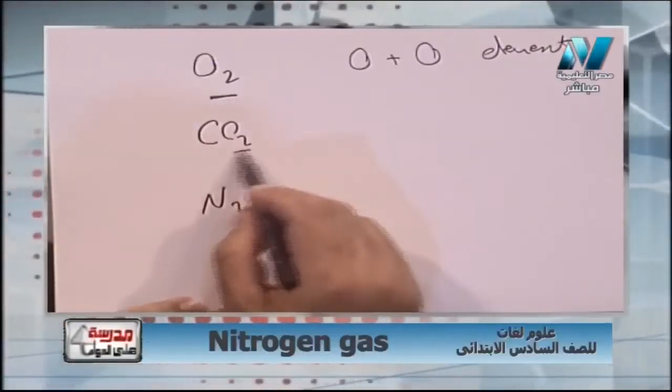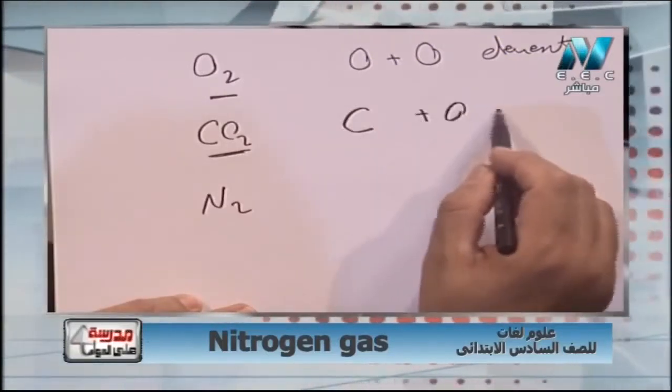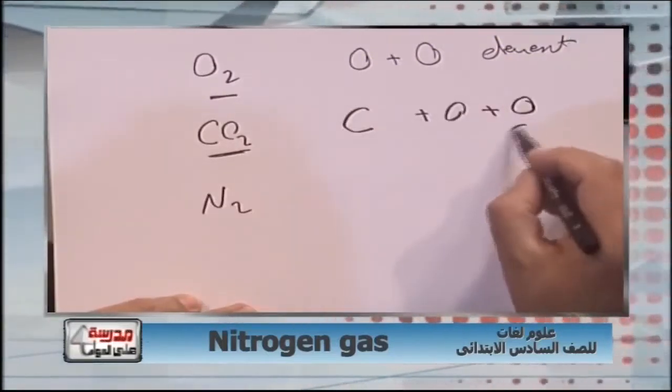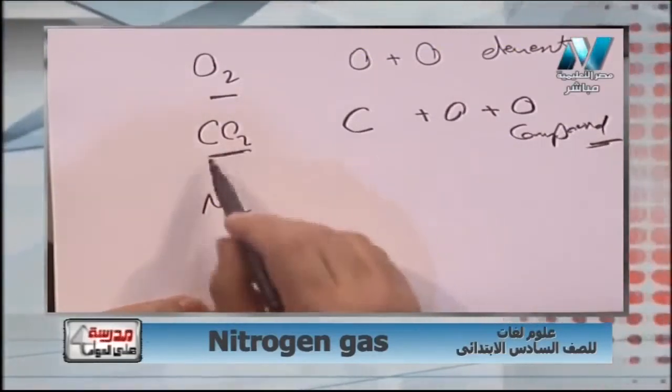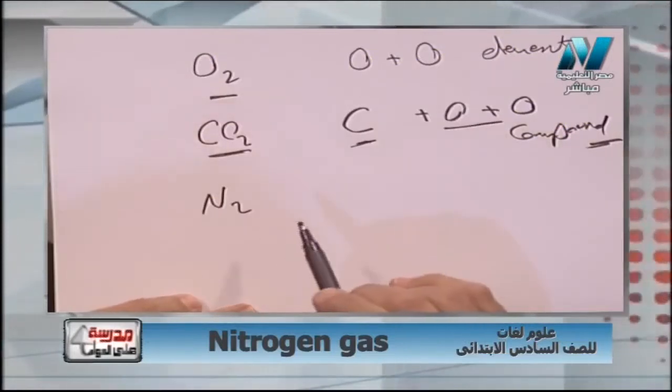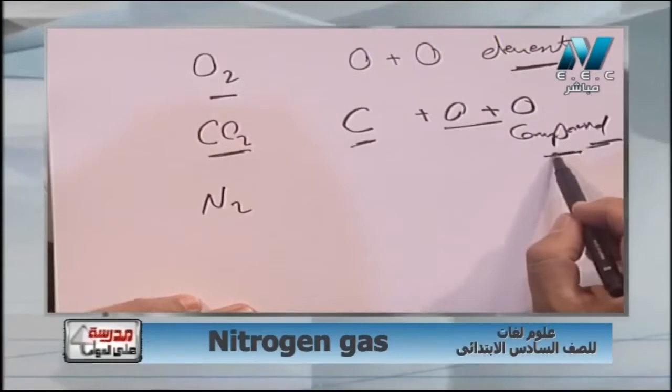Carbon dioxide has 1 atom of carbon and 2 atoms of oxygen. So it will be a compound. Why is it a compound? Because it has different atoms, it has carbon and oxygen. So it is very important to know the difference between the word element and compound.